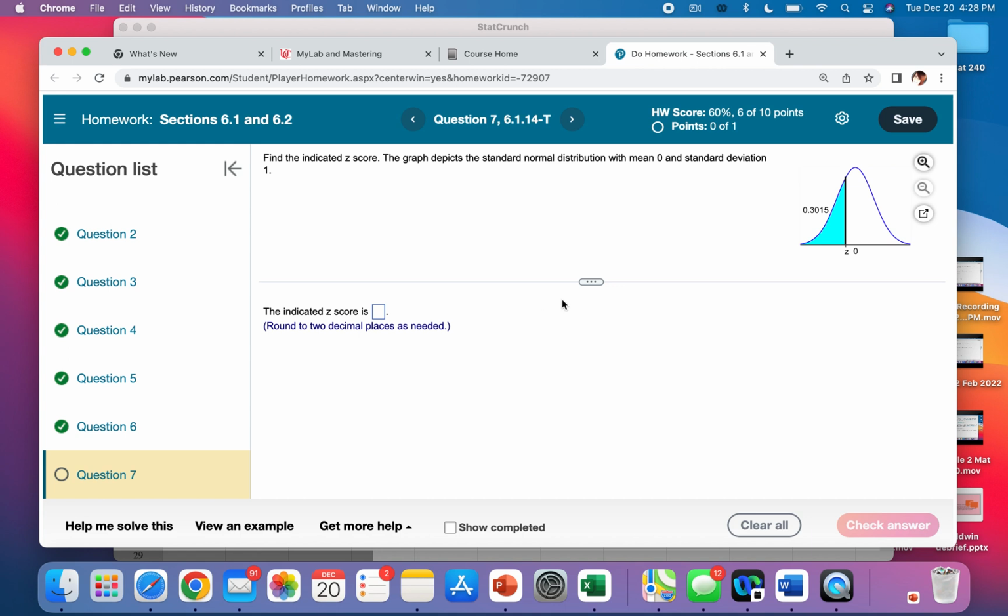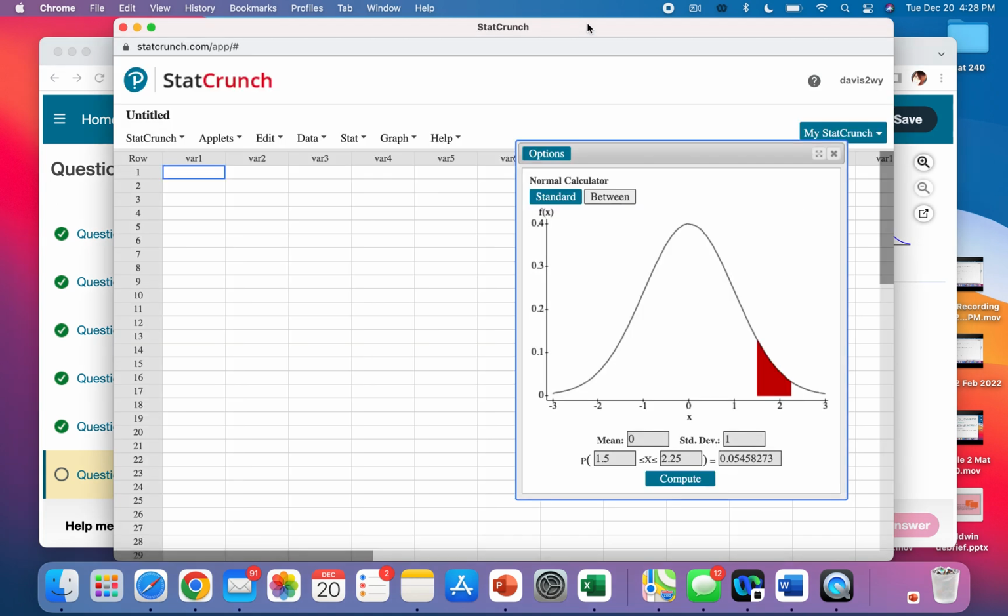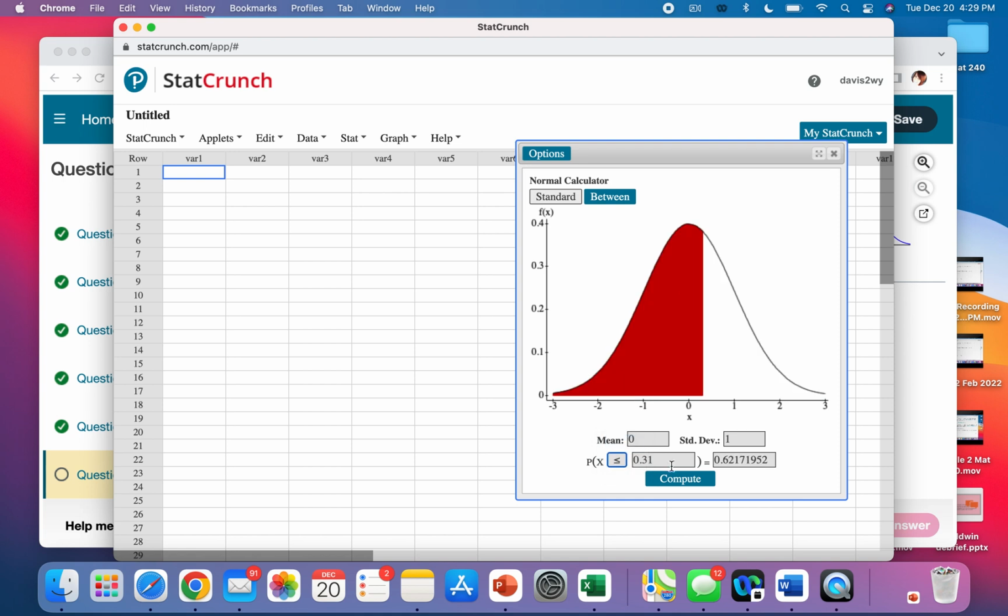Okay, now we're going to be using StatCrunch backwards. This time we're given an area to the left. Okay, so the area to the left is 0.3015, and we're trying to find Z. Okay, find Z if we're given the area. We're given the area of that blue shaded region. Okay, now since it said left area, we need to go back to standard. We need to change this X to a less than.